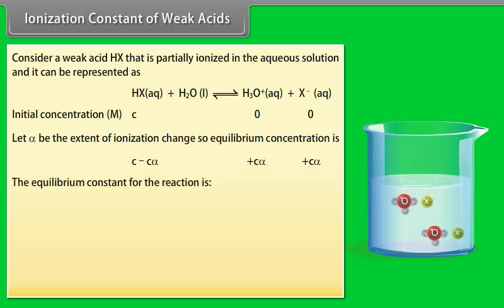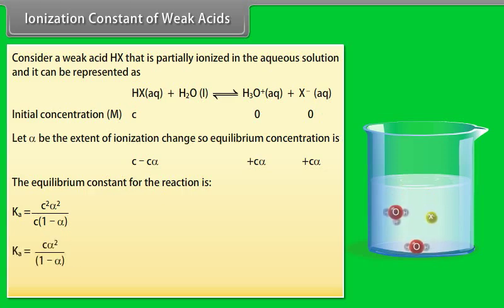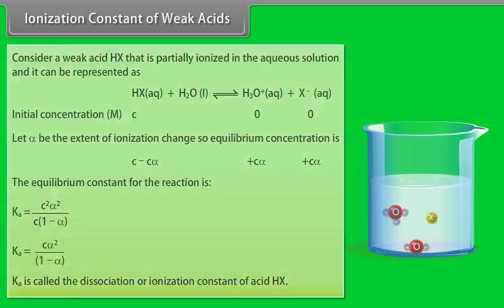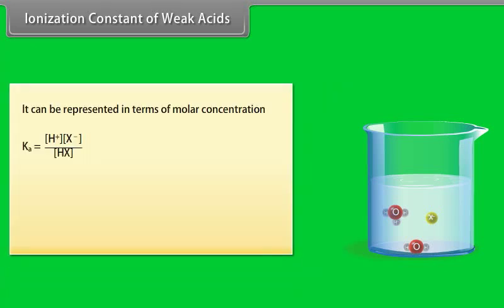The equilibrium constant for the reaction is Ka = C²α² / C(1 − α). Ka = Cα² / (1 − α). Ka is called the dissociation or ionization constant of acid HX. It can be represented in terms of molar concentration.